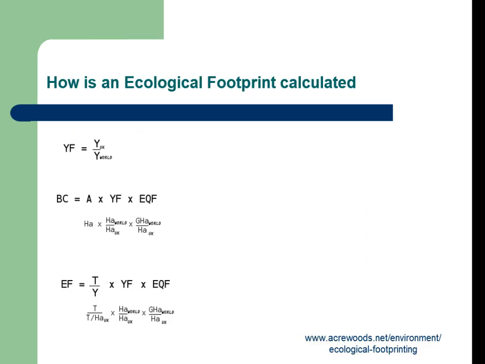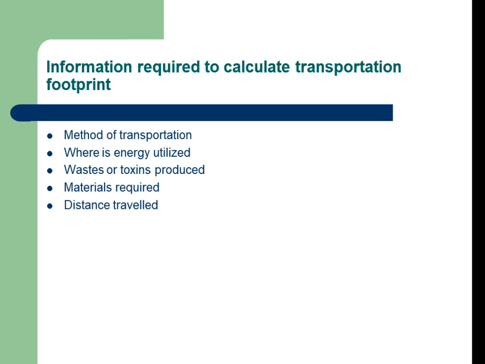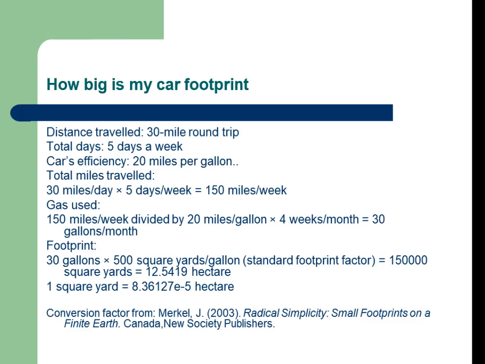How is ecological footprint calculated? By using these formulas. Information required to calculate transportation footprint: method of transportation, various energy utilized, waste or toxins produced, material required, distance traveled. How big is my car? Before starting the calculation, I would like to read the note. This is an underestimate as I did not factor in the footprint of the car itself or the maintenance of the car. What is the effect of carpooling?